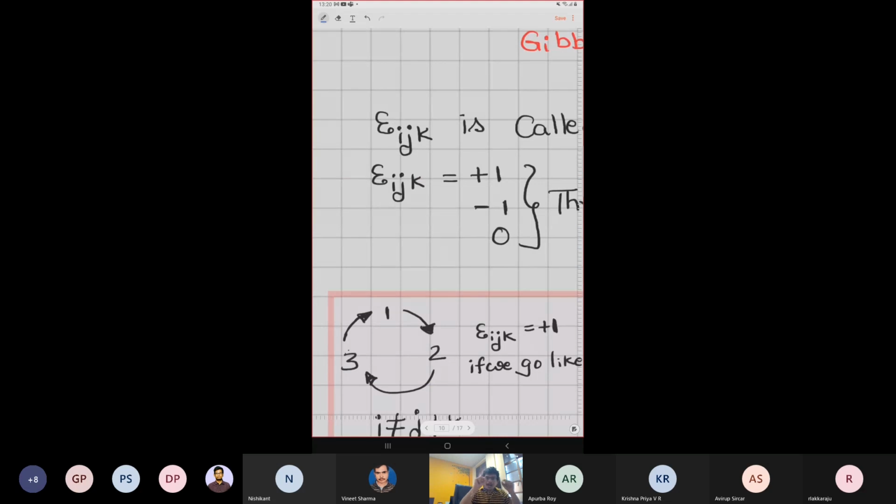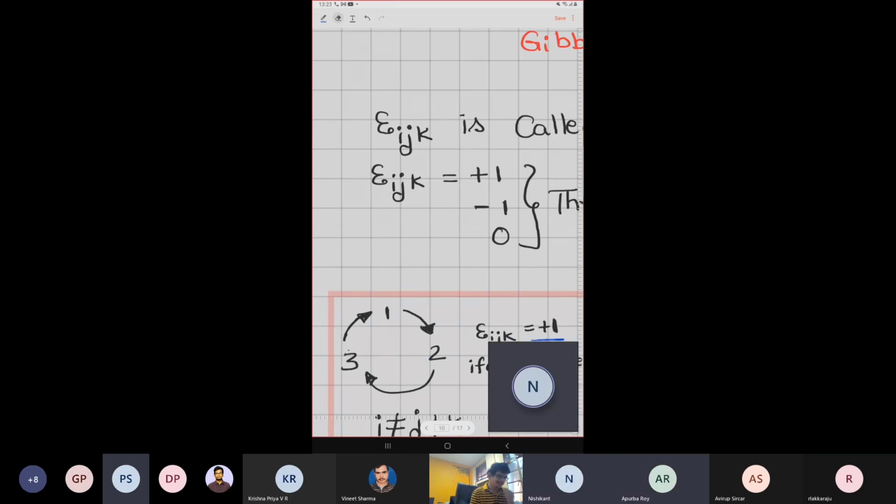If the i, j, k values are, maybe, epsilon 1, 2, 3, where 1 is followed by 2, followed by 3, if we see it in that way, that value is +1. Maybe epsilon 2, 3, 1: 2 followed by 3 followed by 1, then it is +1. Epsilon 3, 1, 2: 3 followed by 1 followed by 2, then it is +1.